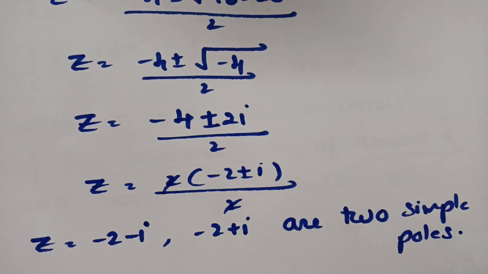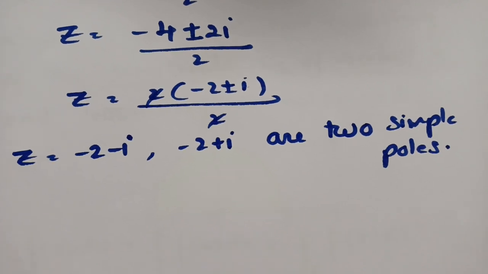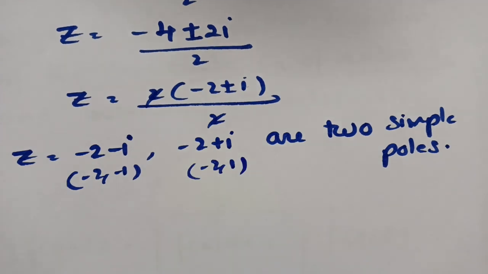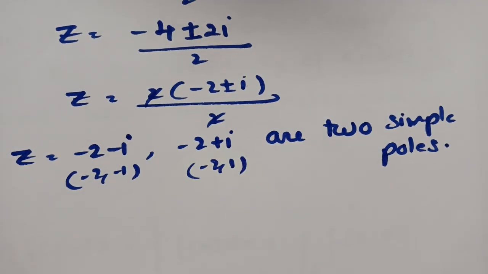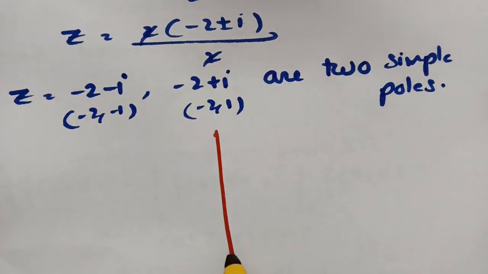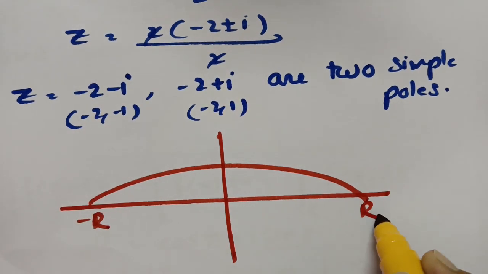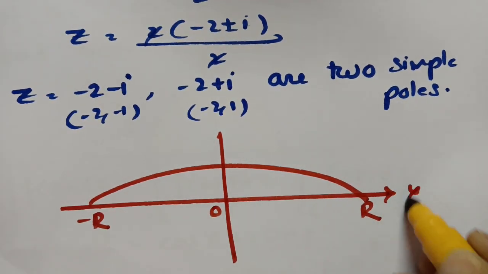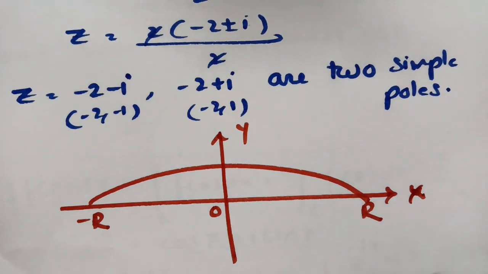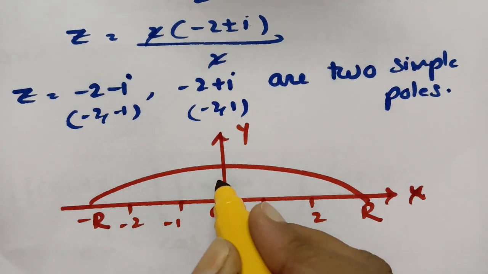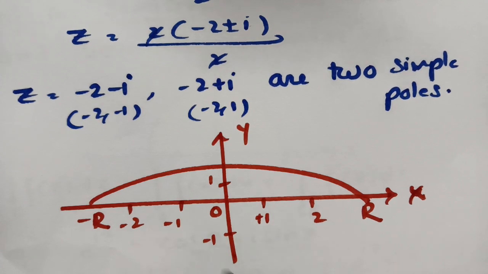Now we have to check whether these poles are within, on, or outside the given contour. The points are minus 2 comma minus 1 and minus 2 comma plus 1. Let's verify whether these points are within, on, or outside the given contour. This is the bounding diameter and this is 0. This is the x-axis, this is the y-axis, and this value is 1, this is minus 1 and this is plus 1. This is minus 2 and this is plus 2. Clear? And this value is 1 and this value is minus 1.